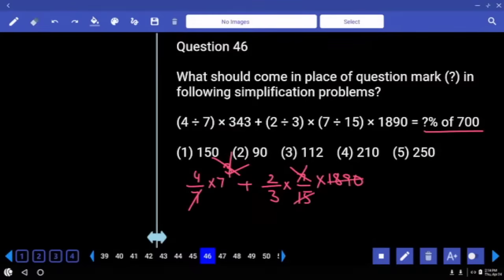15 once 15, 2 times, 6 times, 3, 42 times. 4 into 7, 28. 2 into 42, 84. Ends with 2. Third.